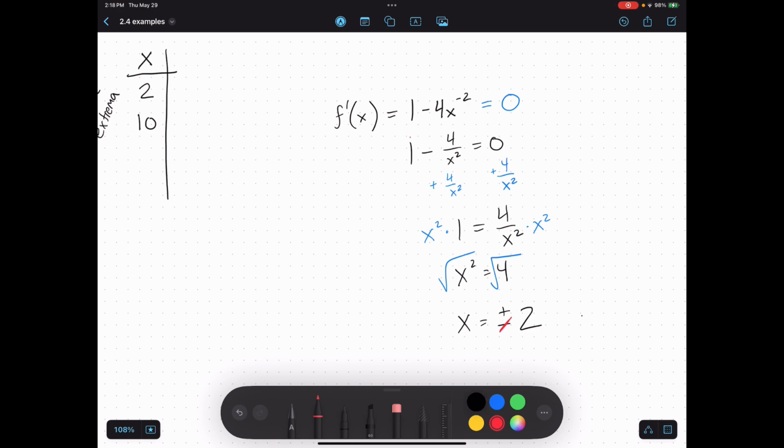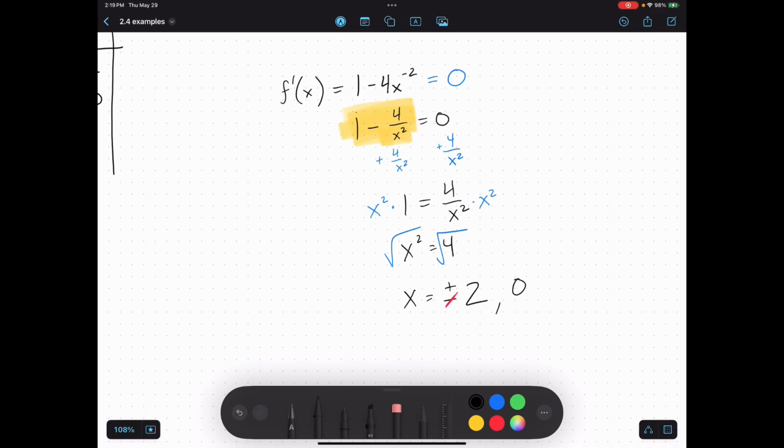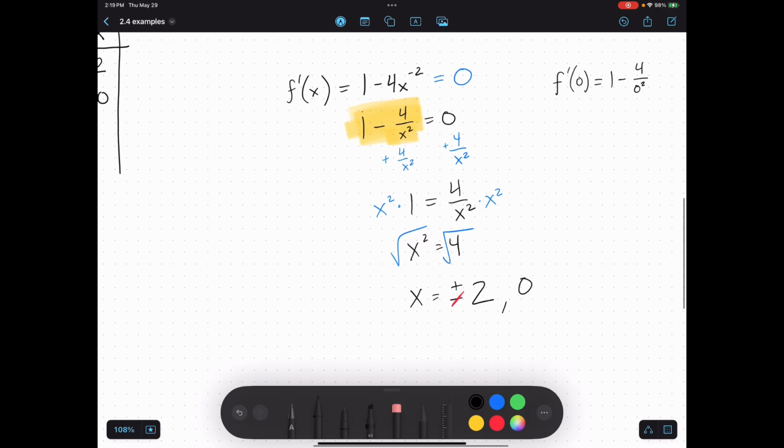Let's go back to my original derivative. Are there any x values that will make this derivative undefined? Remember, those also count as critical points. It turns out if x is equal to 0, I get an undefined value. F prime of 0 is equal to 1 minus 4 over 0 squared, which has 0 in the denominator, which is undefined. So this also counts as one of my critical points.